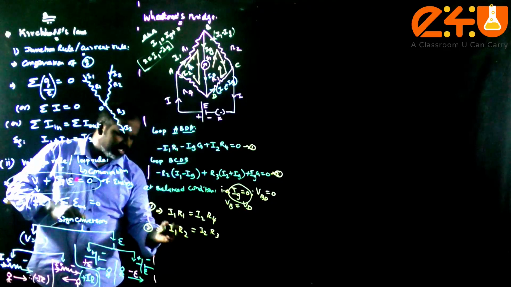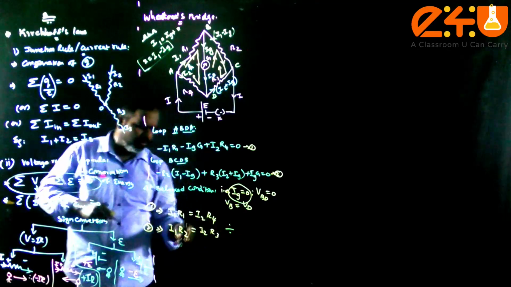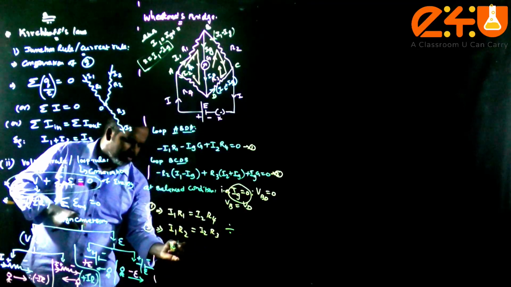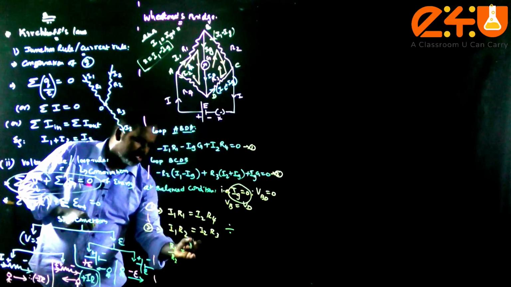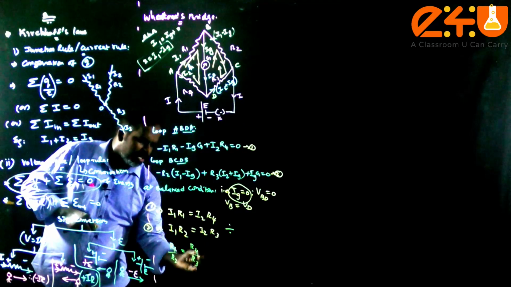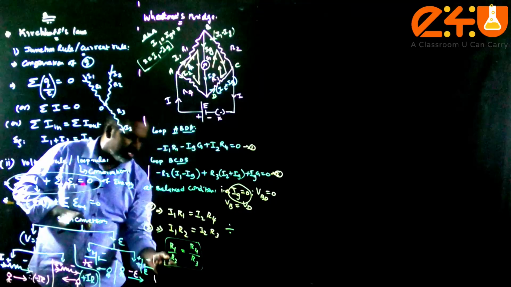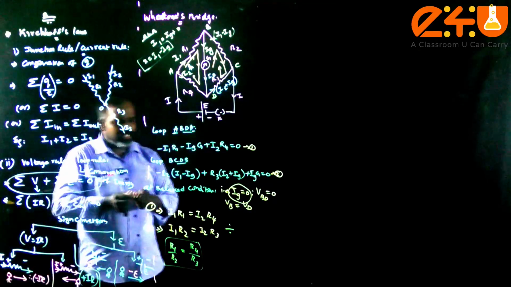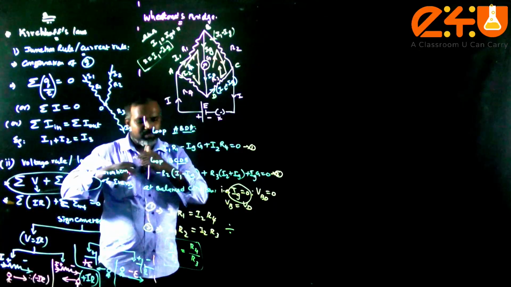Now please divide these relations. You just divide these two. Then I1 gets cancelled out. Therefore, R1 by R2 is equal to R4 by R3. So this is the expression for the ratio of the resistances in the balanced condition.